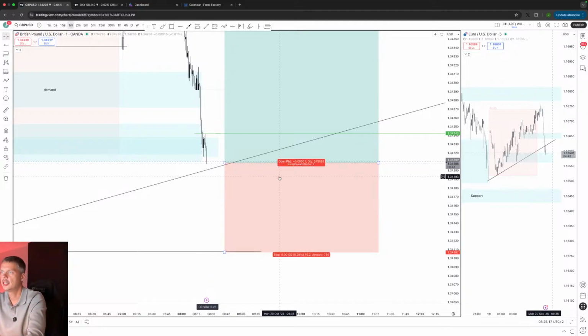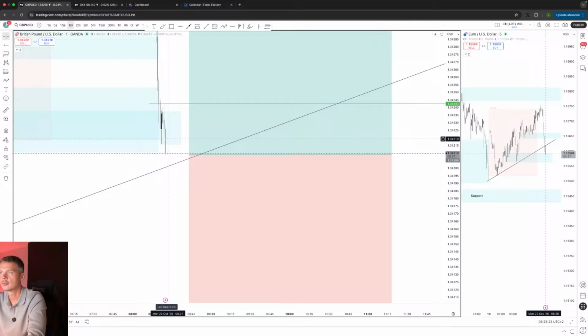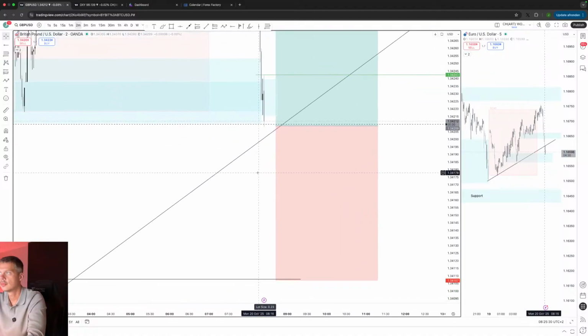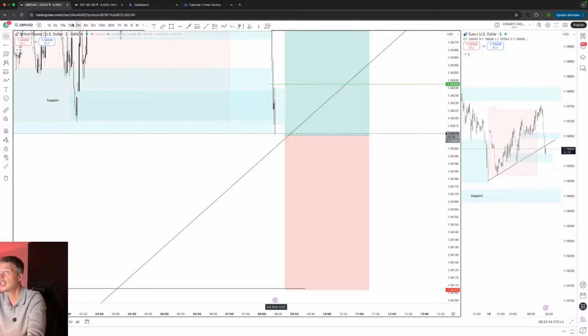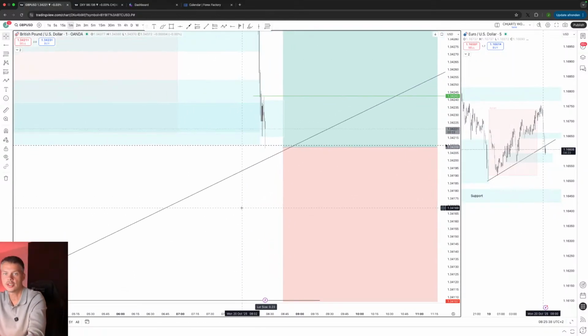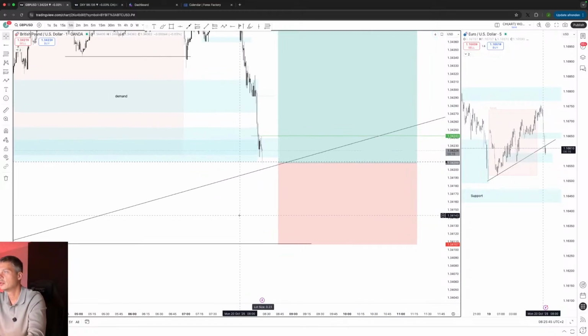Okay, there we see a nice reaction. Two-minute area. This is not enough. We took out this area of support. This little sweep isn't enough for me. I'm not going to enter off this. I need a stronger sweep. I need a sweep of the trend line as well. Otherwise, it's a no-go.